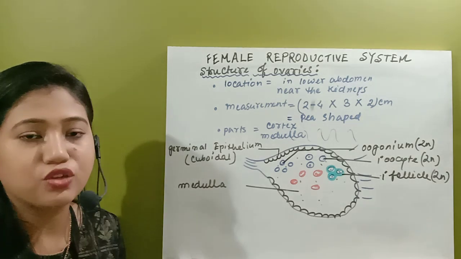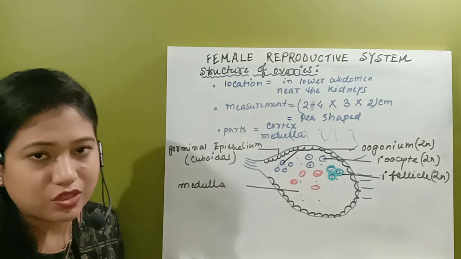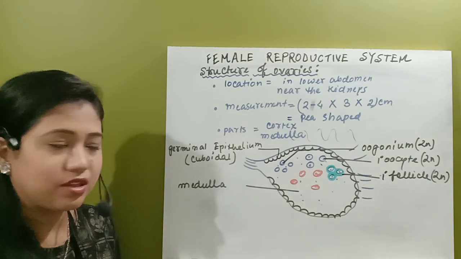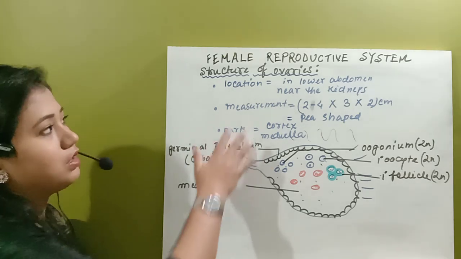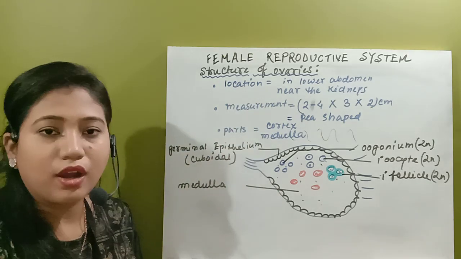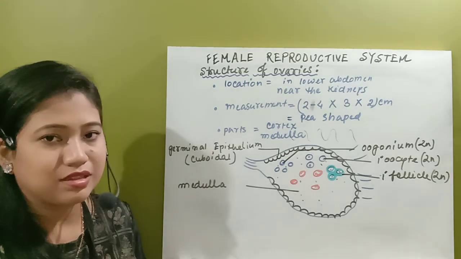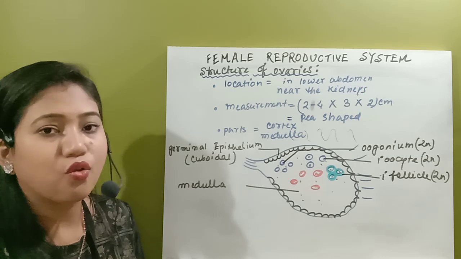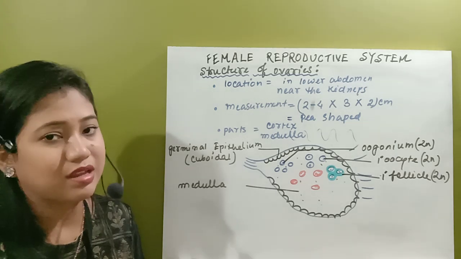Till now we are not going to complete the whole gamete formation, how actually gametes will be produced. We will see in the later phase. So that is the structure of the ovary. The location of this ovary is in the lower abdomen, near the kidney. The measurement is around 2 to 4 centimeter in length, around 3 centimeter in breadth, and 2 centimeter in thickness.